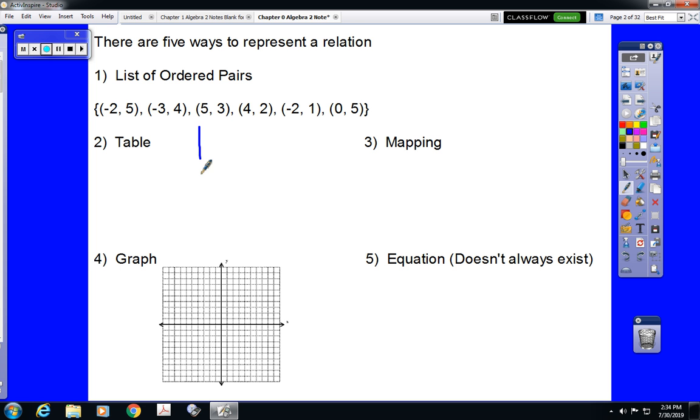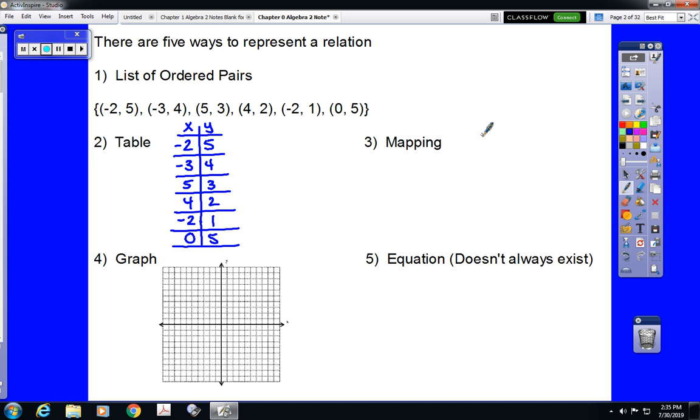First would be an XY table. We've all seen those before. All that we're doing there is taking each ordered pair and rewriting it in a single row within the table. So -2, 5; -3, 4; 5, 3; 4, 2; -2, 1; and 0, 5. Just like that. You can make your table as fancy or as simple as you want, but each row should represent one of the ordered pairs from your relation.